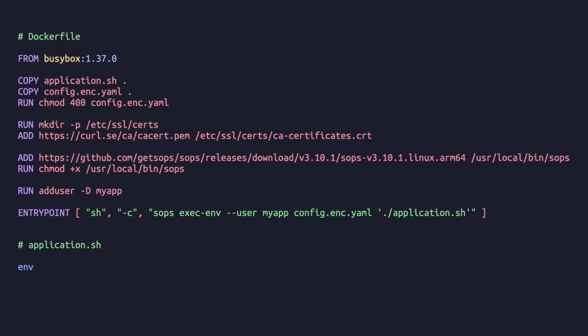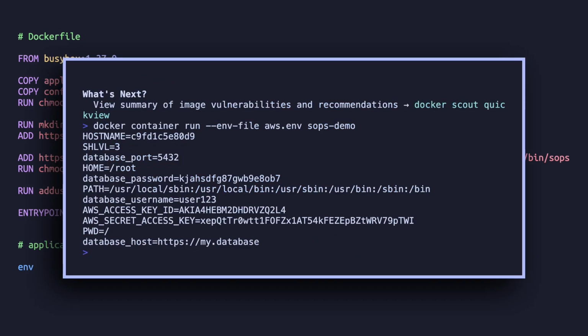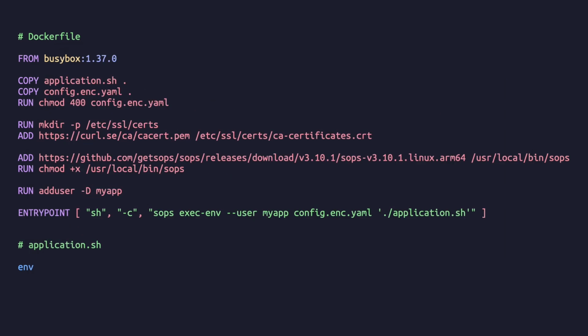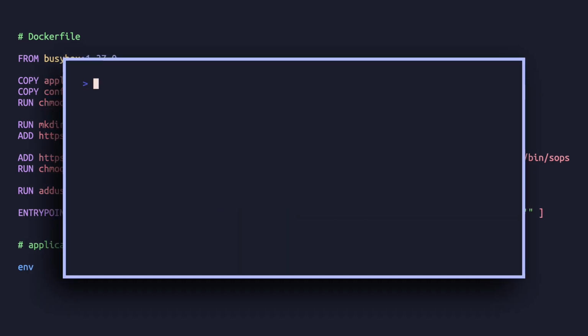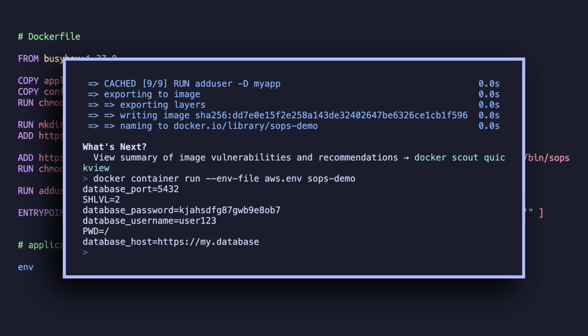There's another security problem to solve, which we'll illustrate by changing our application script to print the environment. If we build and run our container, we can see our AWS credentials. These are needed by SOPS, but not by the application, and SOPS forwards the entire host environment to the child process. We can prevent this by passing the pristine flag to SOPS, which makes it only pass the contents of the file to the process.